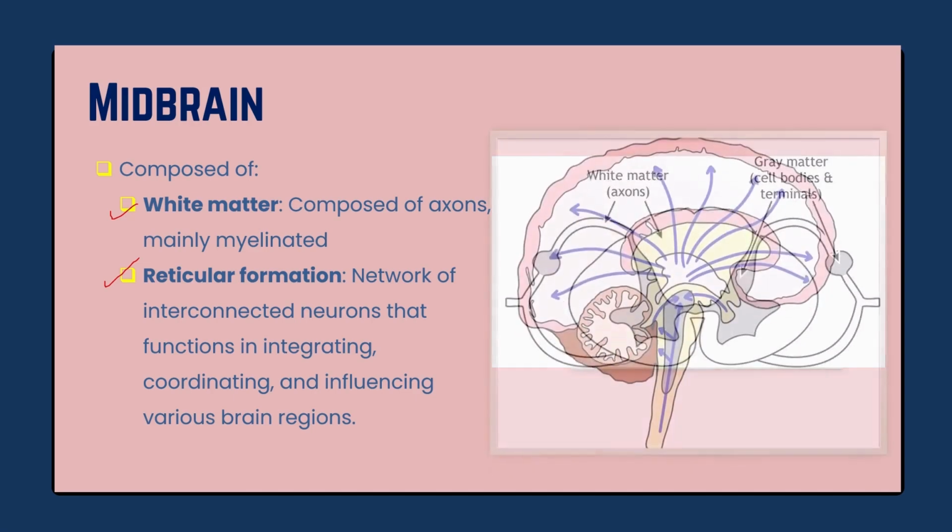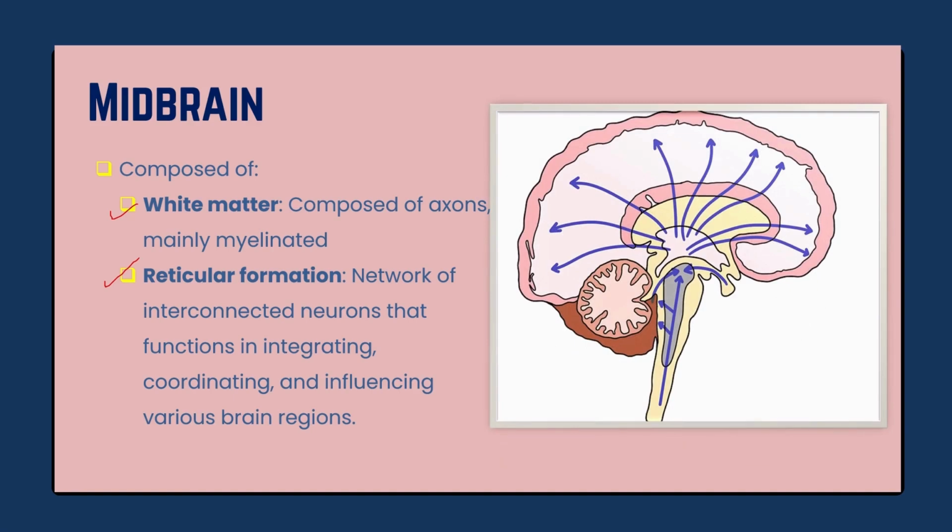Besides white matter, we also have reticular formation. What is reticular formation? It is a network of interconnected neurons that functions in integrating, coordinating and influencing various brain regions. So what do we have? We have all axons which are mainly myelinated, giving it a whitish appearance, and then we also have reticular formation, which is network of interconnected neurons that functions in integrating, coordinating and influencing various brain regions.